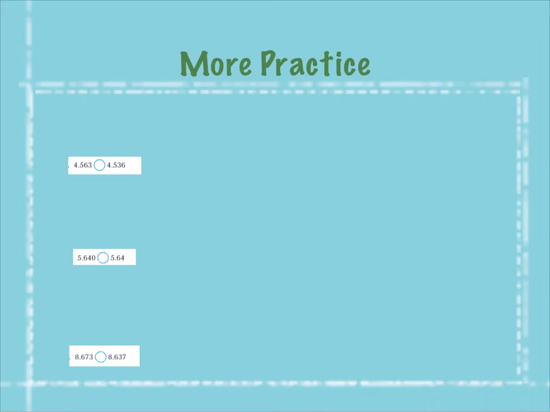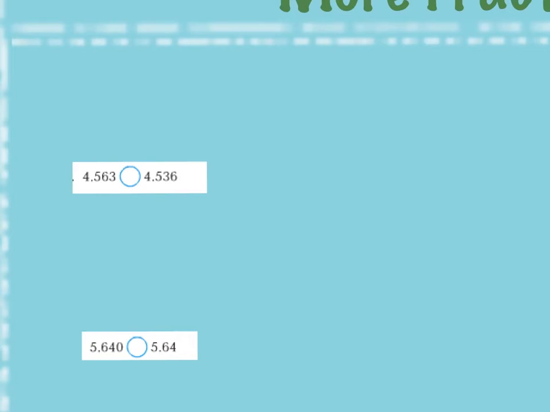All right, let's do some practice now. So here, let's start out with this first one. I have 4 and 563 thousandths versus 4 and 536 thousandths. Now, it's really important that you are close and careful reading when you're doing these. Let me just zoom in a little bit more so we can see this. It's very important that you're close and careful reading these two because they may look exactly the same, and actually they have the same digits, but they're in different orders.